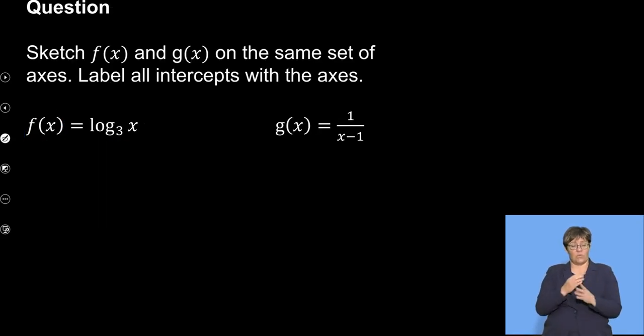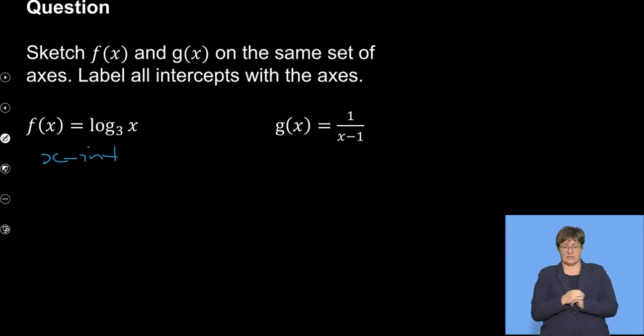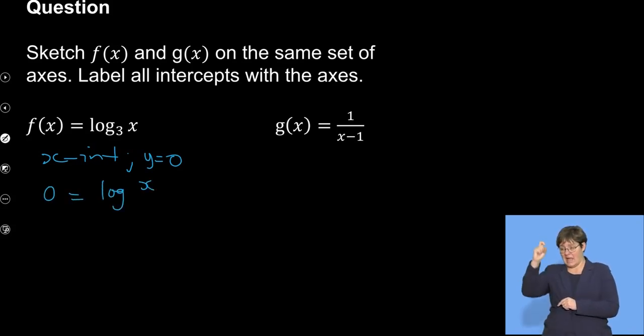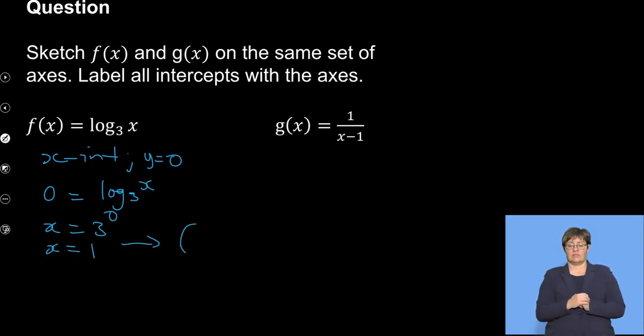So to do that, we first need to find the intercept, right? So I will say here I want the x-intercept, meaning y is equal to 0. So you can see this will be 0 is equal to log of x base 3, and then this will be x is equal to 3 to the exponent of 0, and then x will be equal to 1. So in simple terms, this will be (1, 0), all right?